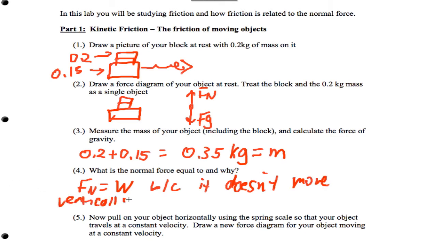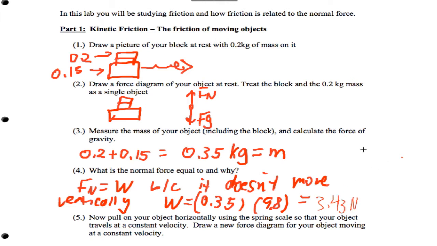That does not mean that the normal force is 0.35 kilograms. Let's get the weight. The weight is going to be 0.35 times 9.8. And that's going to actually work out to 3.43 newtons, which is the weight. That balances the normal force.